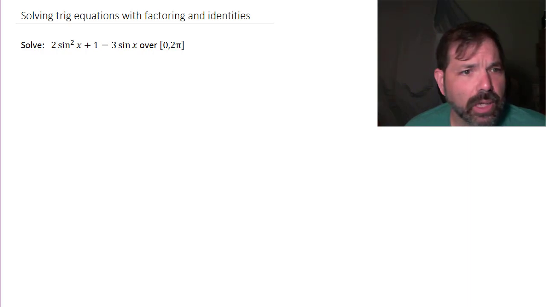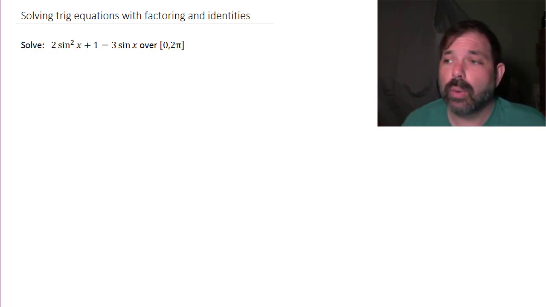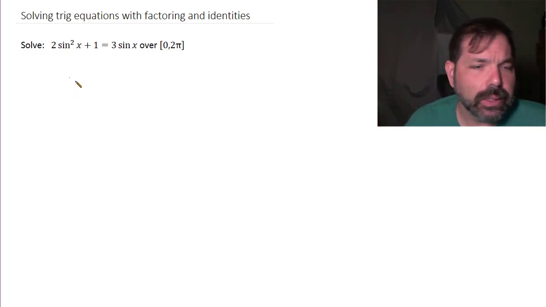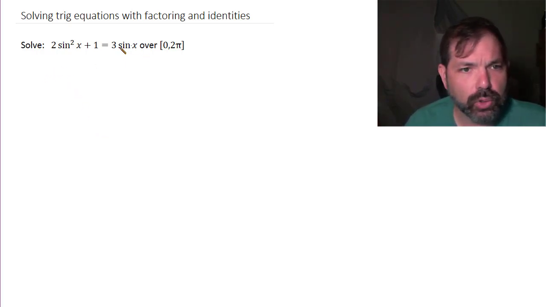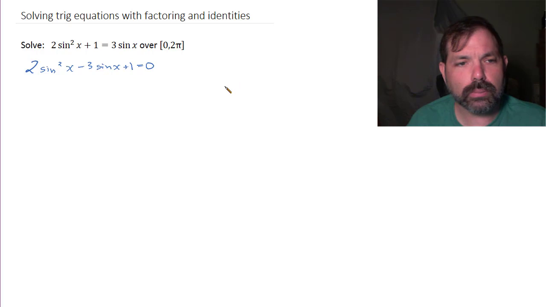So consider this example. Here we're asked to solve 2 sine squared x plus 1 is equal to 3 sine x, and we're asked to solve this over the interval 0 to 2 pi. Well, just using a little bit of algebra, I can subtract 3 sine x from both sides, and I can rewrite this as 2 sine squared x minus 3 sine x plus 1 equals 0.